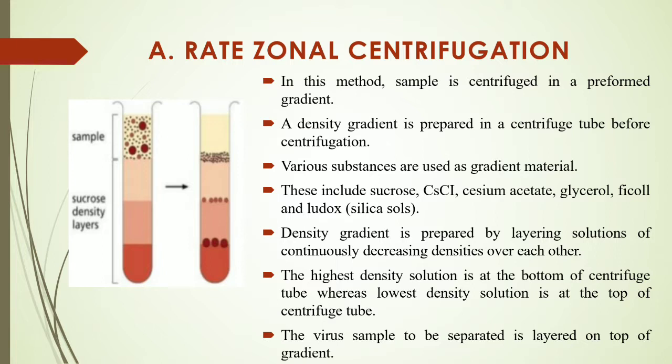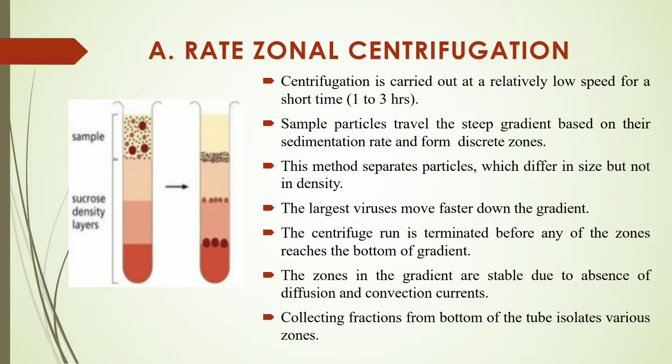Density gradient is prepared by layering solutions of continuously decreasing density over each other. The highest density solution is at the bottom of the centrifuge tube, whereas lowest density solution is at the top of the centrifuge tube. The virus sample to be separated is layered on the top of gradient. Centrifugation is carried out at relatively low speed for a short time.